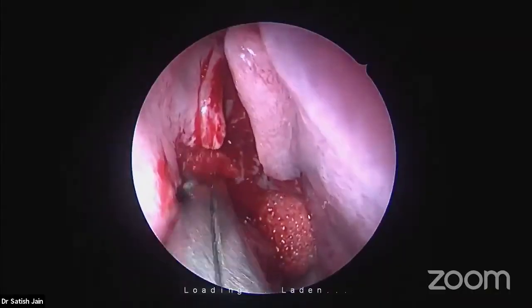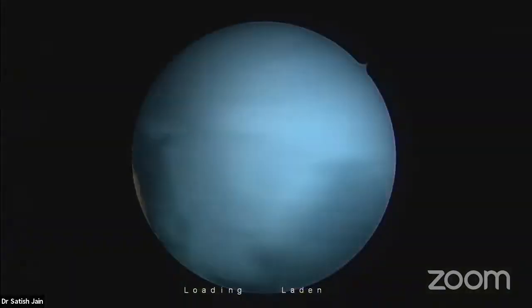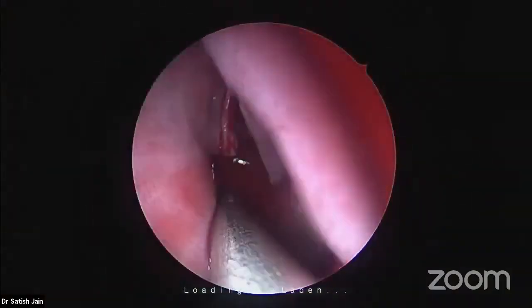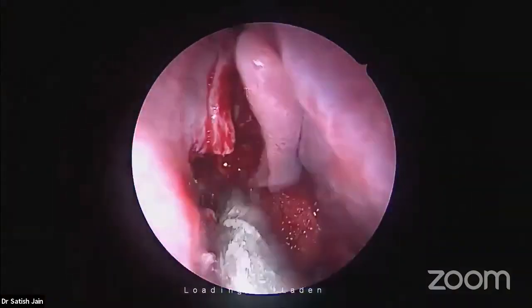What about the pre-lacrimal approach, sir? Nowadays, everybody is talking about different approaches. This is sublabial, not pre-lacrimal. But do you go for pre-lacrimal approaches?